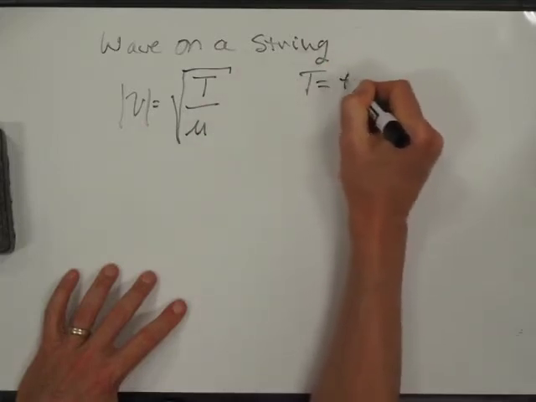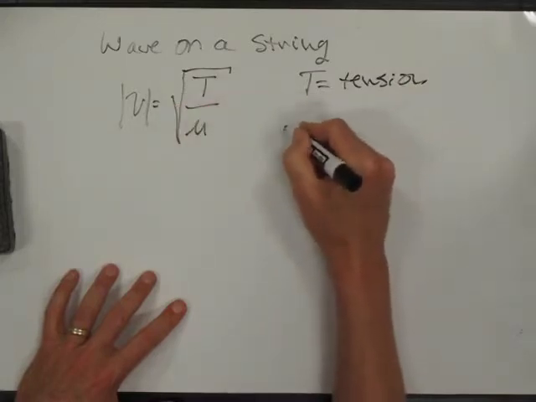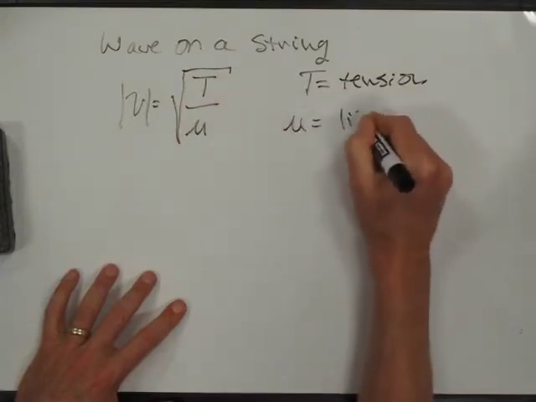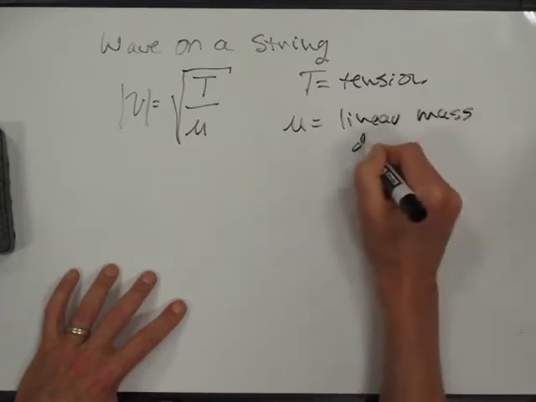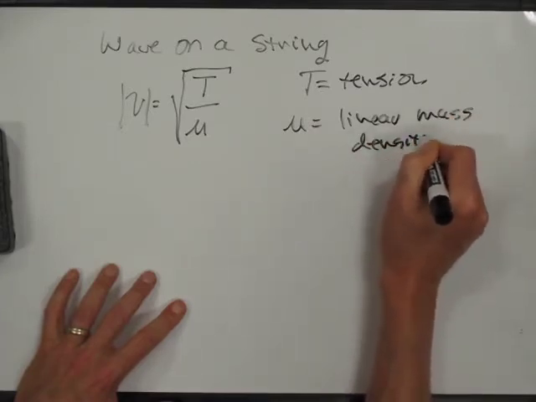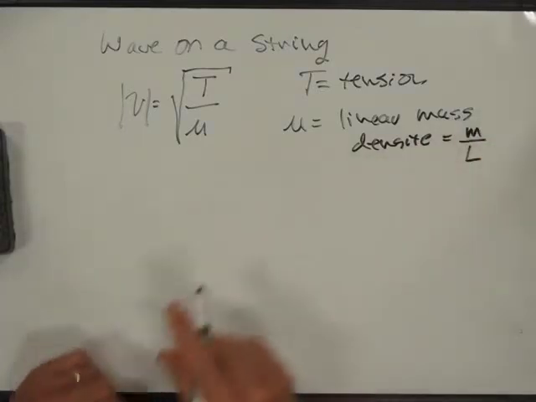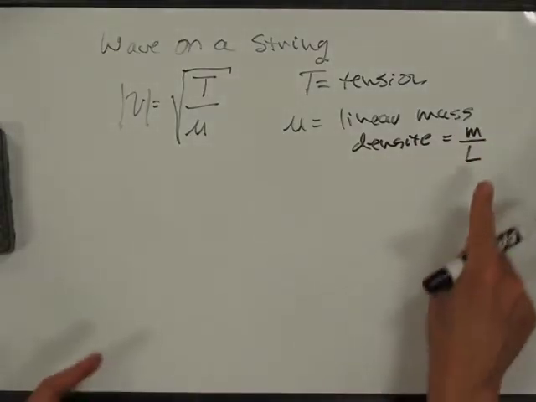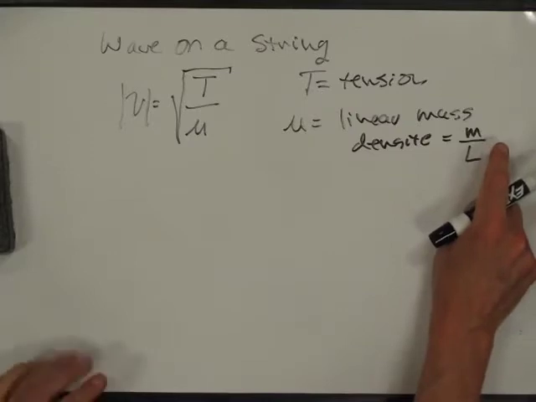T equals tension, square root of that, right? And mu equals the mass of the rope divided by its length, or the mass per unit length. So a rope might have 10 grams per meter or something like that, depending on what kind of string or rope it is.